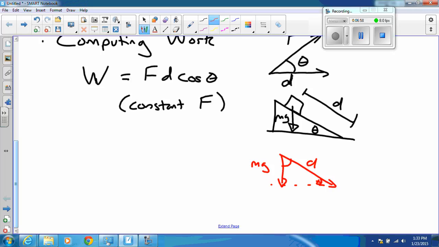And I see a right triangle, and I recognize these are complementary. So this guy would be 90 minus the angle, whatever that is. And so now I get an expression for my work. The work is equal to mg times d times the cosine of 90 minus whatever that angle is, just like that.